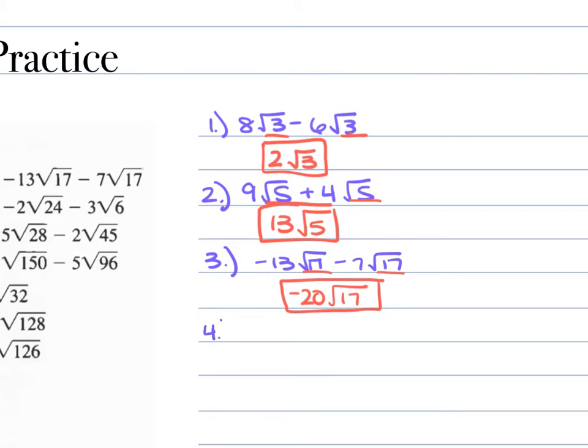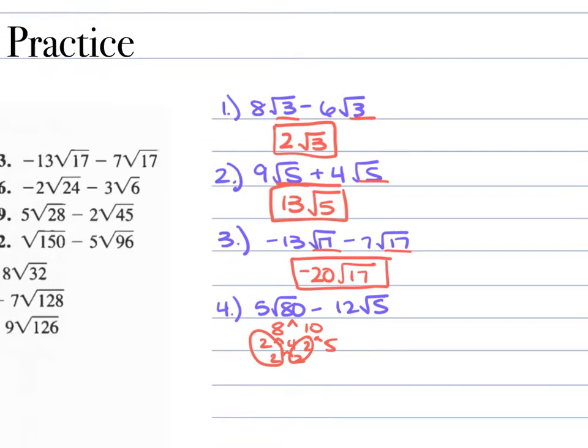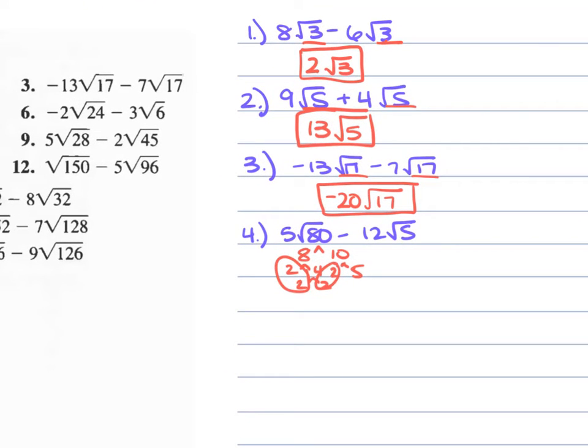For 4, we have 5 square root 80 minus 12 square root 5. So I'm going to first simplify that square root of 80. The 80 is 8 and 10. 8 is 2 and 4. 4 is 2 and 2. 10 is 2 and 5. Two groups of 2 here, so 2 times 2 is 4 times the 5 that's in front. That's going to give me 20 square root 5 minus 12 square root 5. So 20 minus 12 is 8 square root 5.